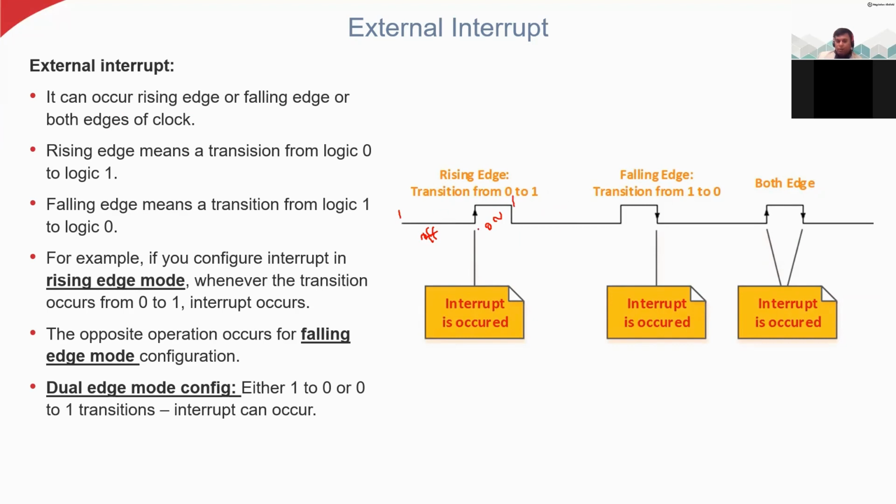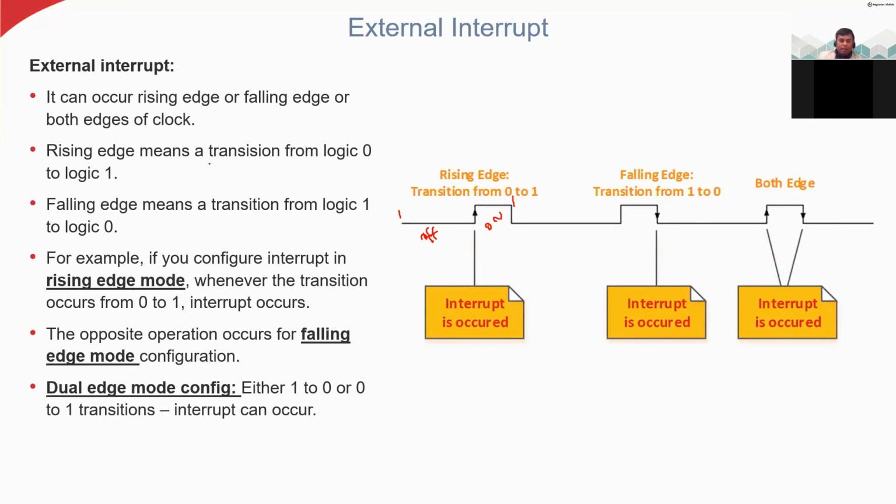So you want to execute the interrupt either on the rising edge, the falling edge, or both edges. You can set this up in your user interface when you set up the pin in interrupt mode. You can decide on which edge the interrupt occurs.